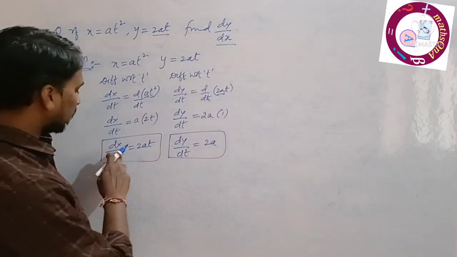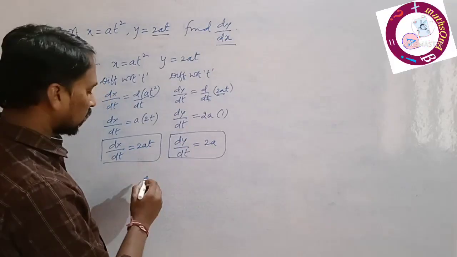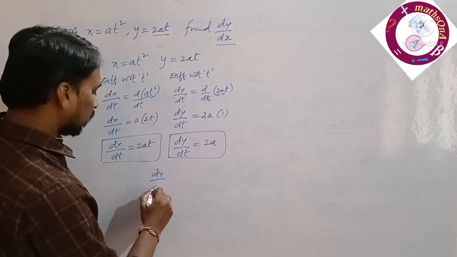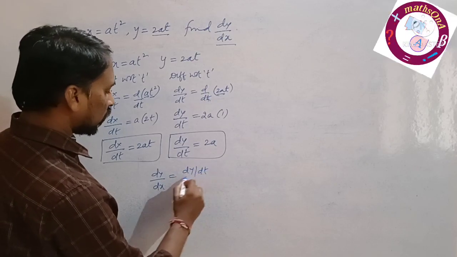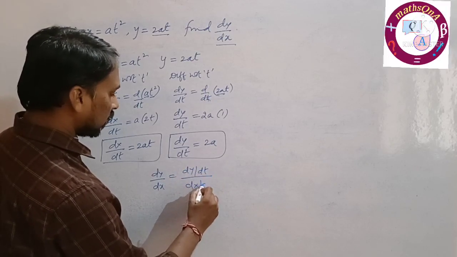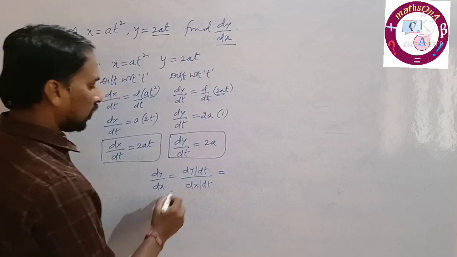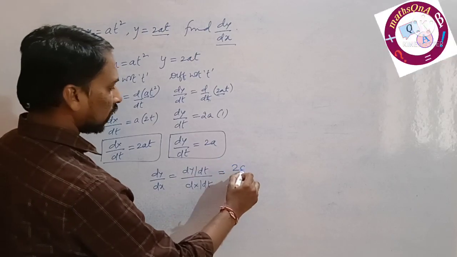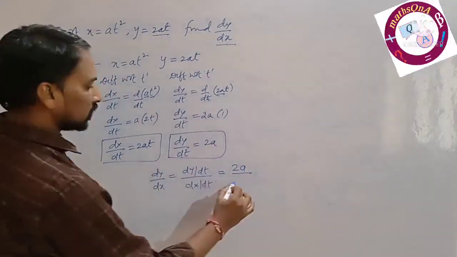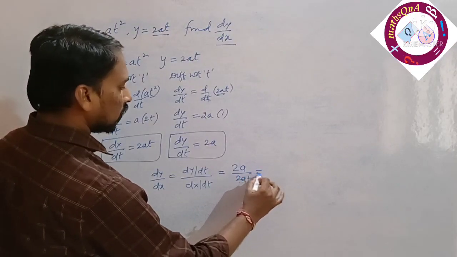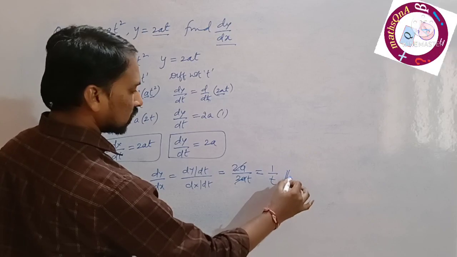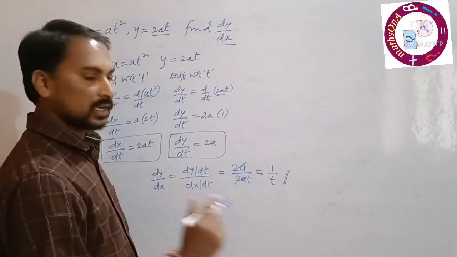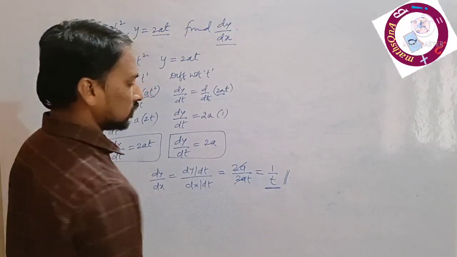But we need the dy by dx value, and we got here dx by dt and dy by dt. So we know that dy by dx is equal to dy by dt upon dx by dt. Now put the values here. The dy by dt value is 2a and the dx by dt value is 2at. 2a gets cancelled. What remains? 1 by t. So this is the answer. Therefore dy by dx value is 1 by t.